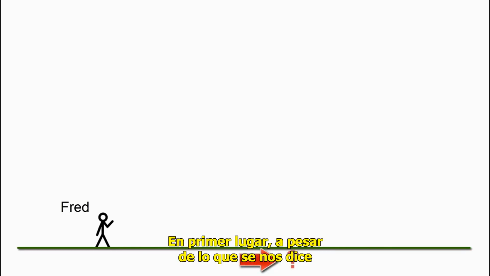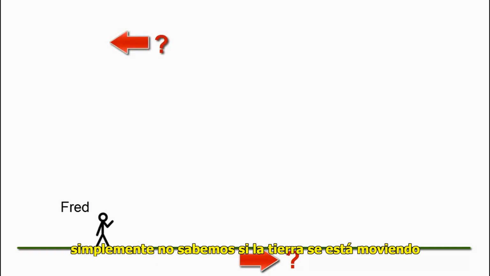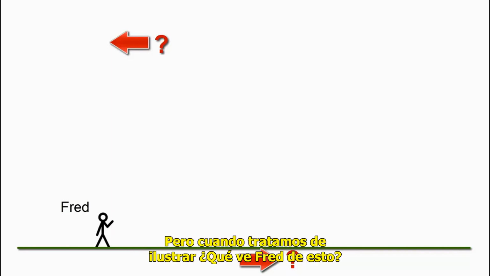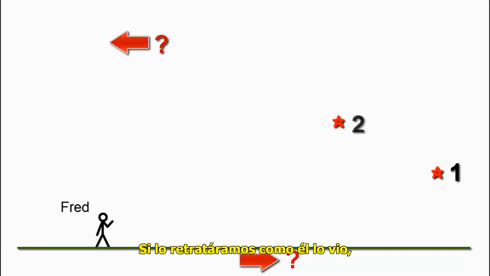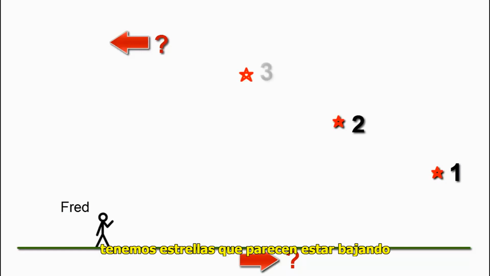First of all, despite what we are continually told in our formative years, we simply do not know whether the Earth is moving or whether the stars are moving. But when we try to illustrate what Fred is seeing from this 2-dimensional external frame of reference, we run into problems. If we illustrate it just as he saw it, we have the stars appearing to go down diagonally towards the horizon.